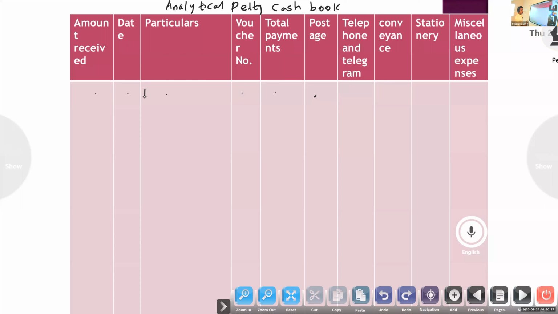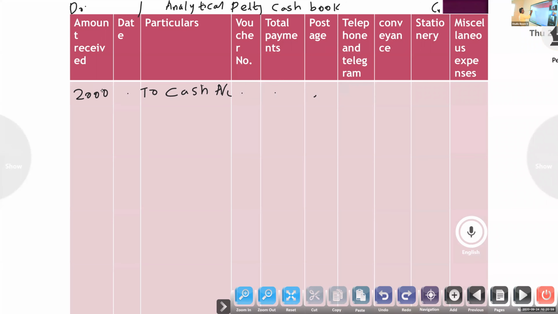petty cash account to cash. When a check is issued, it is a petty cash book. So up to this is the debit side, then the remaining is the credit side. Amount received and date are the debit side. Clear? So to petty cash account, to cash account or bank account, 2000. Only one amount we will write here.